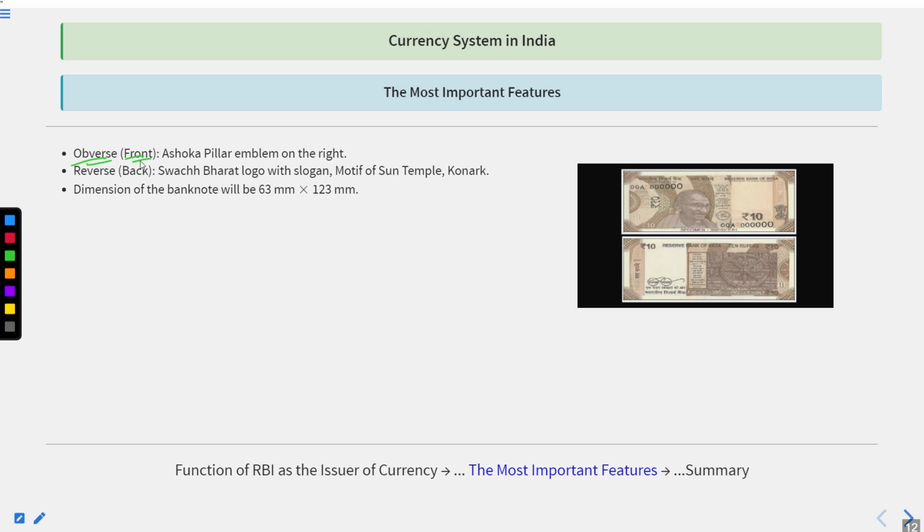Obverse, front: Ashoka pillar emblem on the right. Now you can see the reverse, back: Swachh Bharat logo with slogan, and motif of the Sun Temple Konark. You can see this one and this one. The dimension of the banknote will be 63 mm by 123 mm, which means breadth and length.